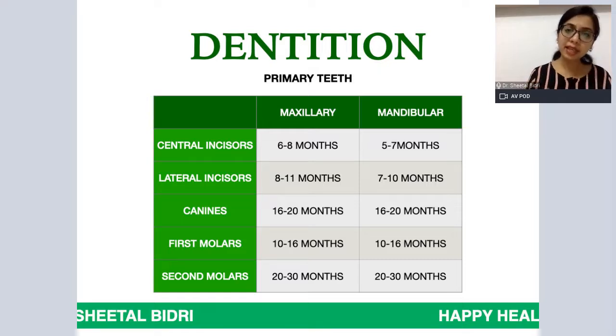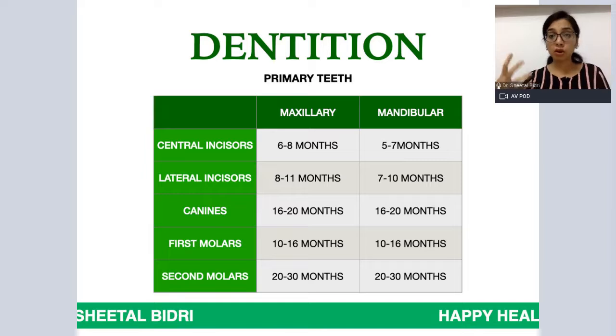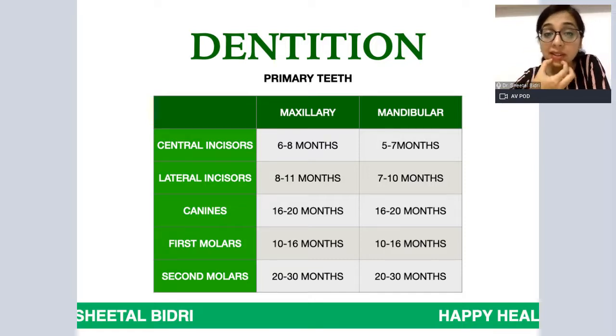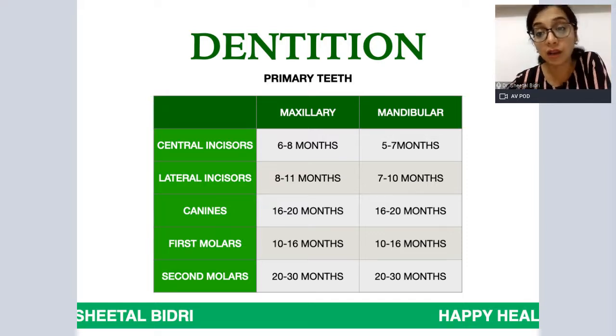And obviously the parents do remember whether there is a delay or not. So the central incisors come by the 5th to 7th month, and then we get the maxillary ones. Then slowly the lateral incisors come by less than a year, and by 1.5 years the canines start developing, and the first molar comes during the 1.5 years of life.